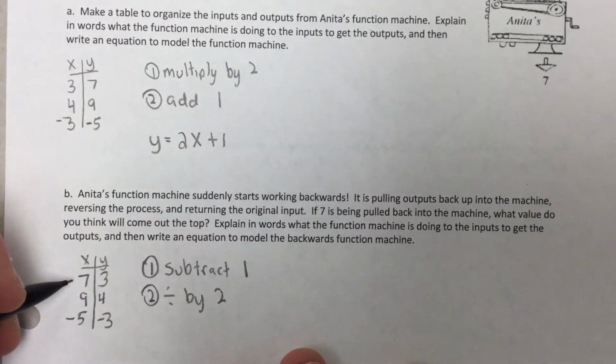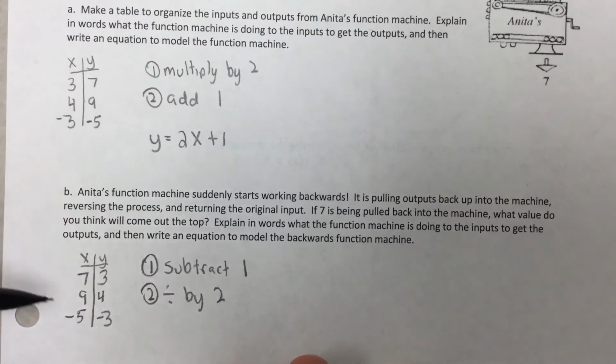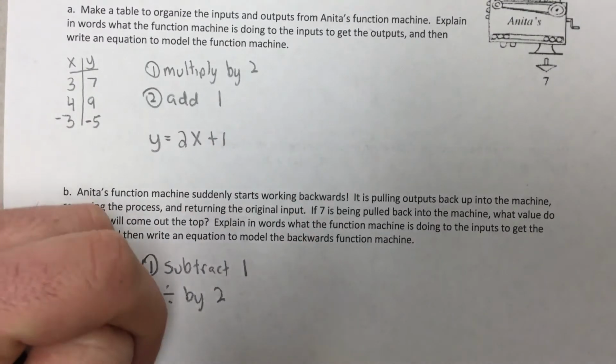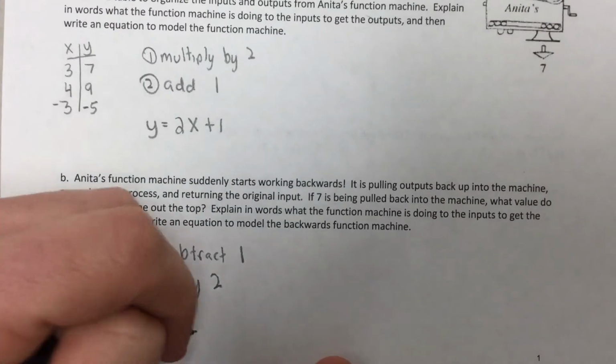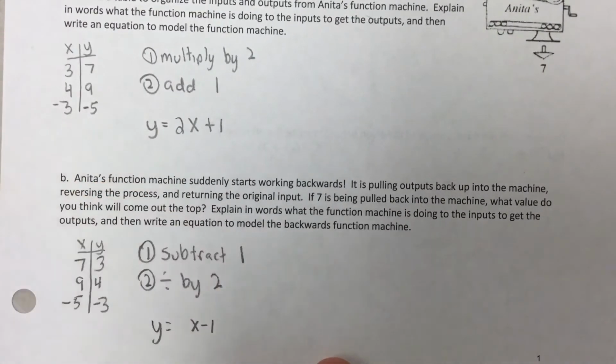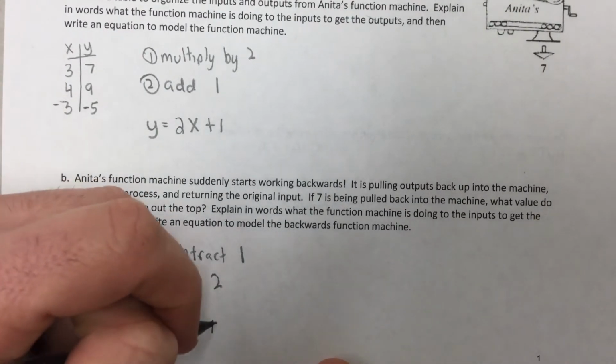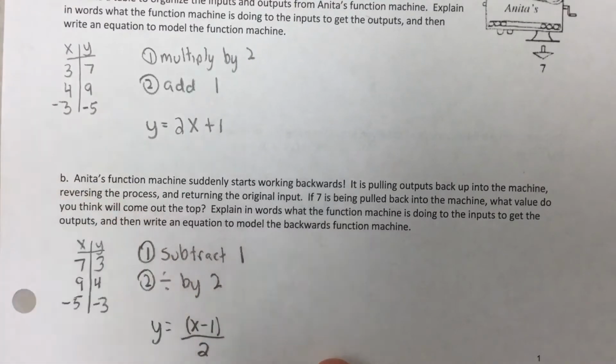7 minus 1 is 6, divided by 2 is 3. 9 minus 1 is 8, divided by 2 is 4. And -5 minus 1 is -6, divided by 2 is -3. Which would give us the equation y equals, I have to subtract 1 from my number first, and then divide the whole thing by 2.